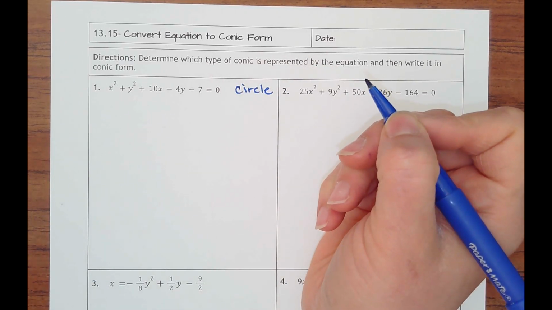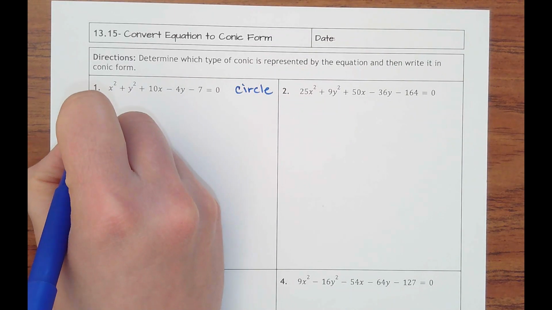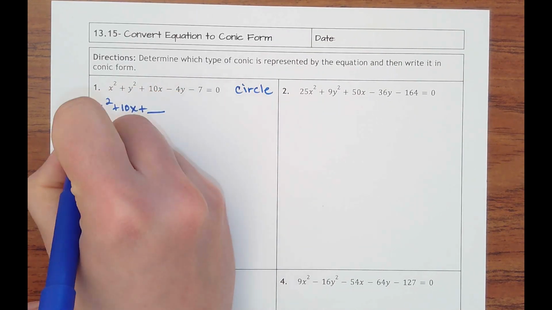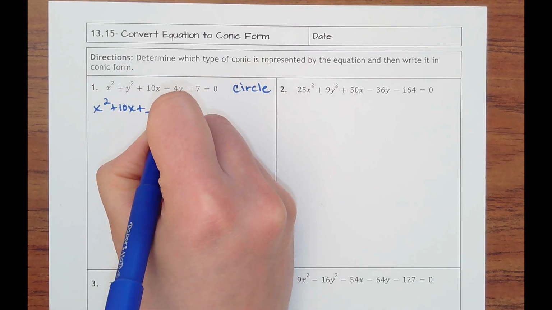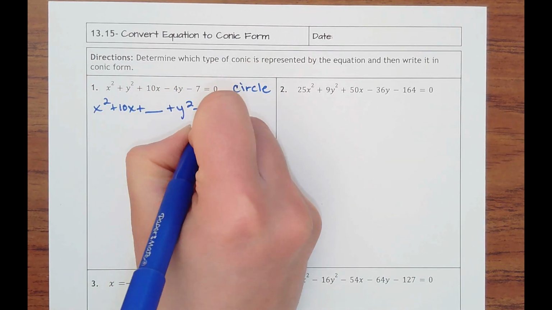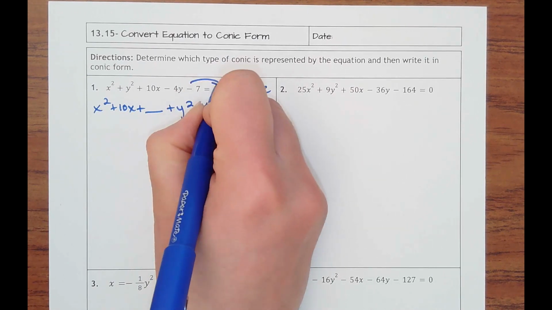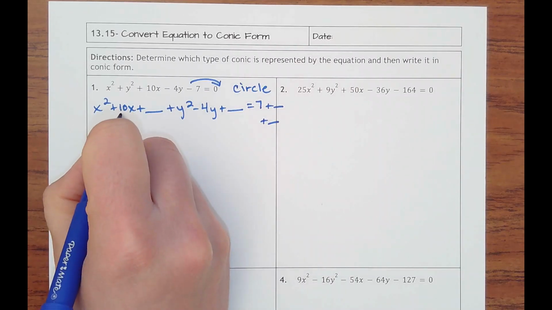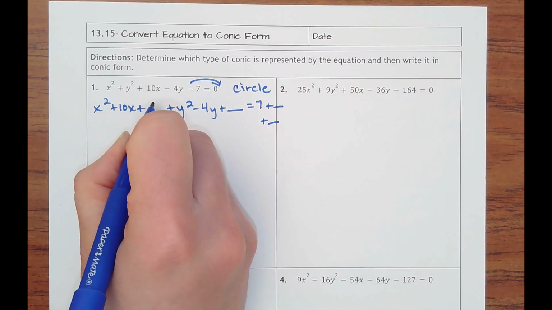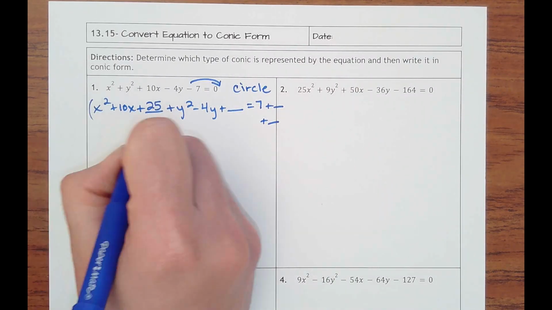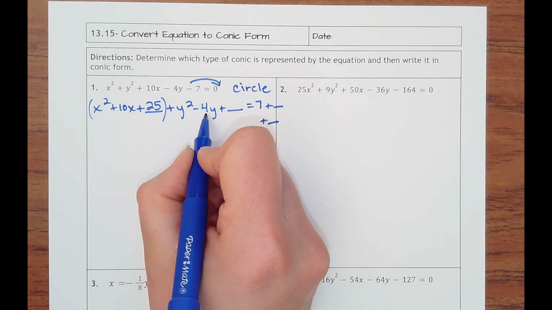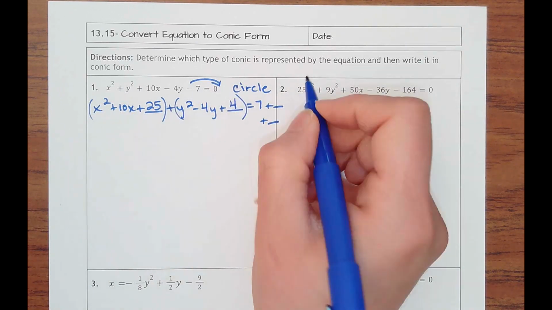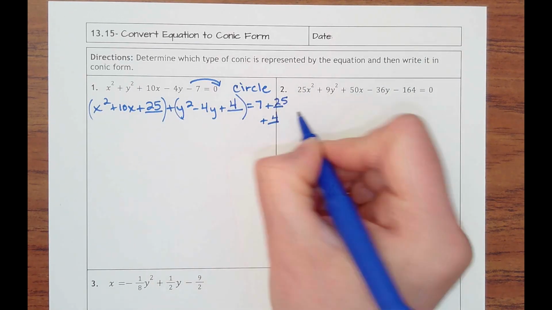Circles, to me, are the easiest to complete the square on. You want to put them in order of x squared plus 10x. You can go ahead and put plus blank since this is just a 1 here. And then plus y squared minus 4y plus blank, and then move the 7 over. Plus blank, plus blank. Complete the square, so 10 divided by 2 is 5. 5 squared is 25. Negative 4 divided by 2 is negative 2 squared is 4. And so I can literally just put plus 25 plus 4.